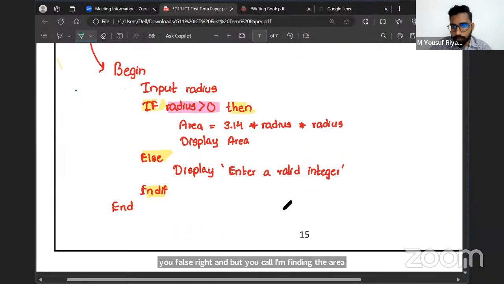Is that clear, all of you? Did you all get the idea of this whole program? Yes or no? Any questions here?